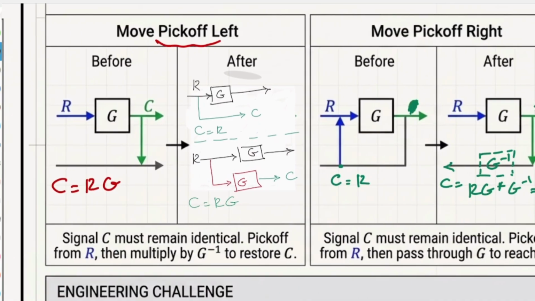The input goes through G, and after that I have C as my output signal. So C is equal to R times G. But imagine at another point I don't want to get my signal out of that place. I would like to get my signal over here, or I would like to move my pickoff to the left.